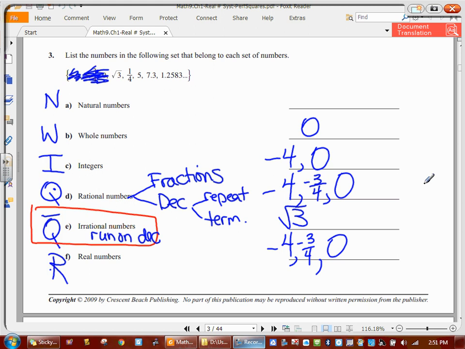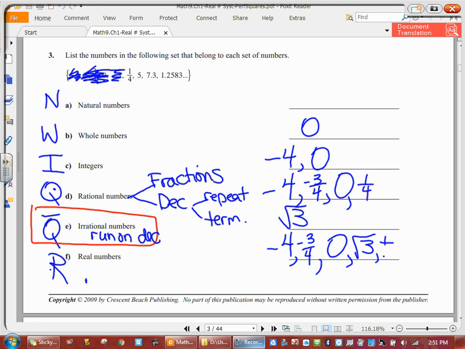So root 3. The next one, we've got 1/4. What kind of number is 1/4? Can we solve it? Well, it gives us a decimal, not a whole number. What kind of number do we have? Yes, fractions are here. It's rational. If it's rational, it's a real number. Good. So we have 1/4 in rational and 1/4 in the real. So we can take it off the list.